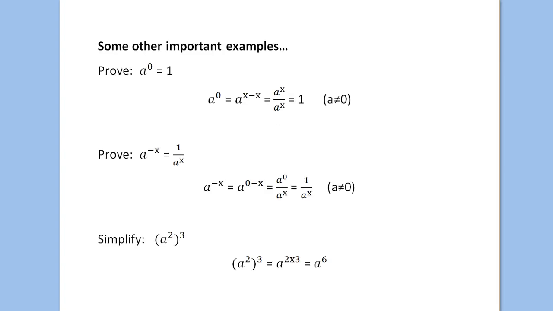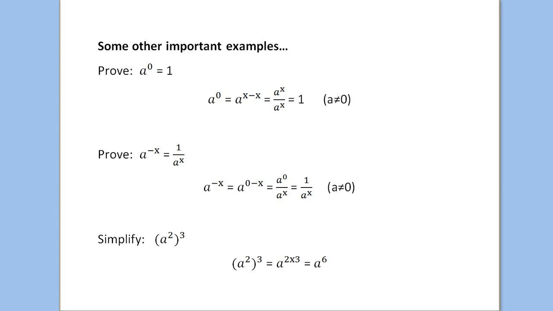Some other important examples. Prove that a to the power of 0 equals 1. Now this is a very fundamental principle in indices. When you raise a number to the power of 0, you get 1. The only exception is if the number that you're raising the power to is 0. So a is not allowed to be 0 here. We will look at 0 to the power of 0 in another video. It's quite a complex concept. It's not as obvious as you think, but we'll discuss that in another video. Anyway, so a is not allowed to be 0 for this video. So a to the 0 equals 1.